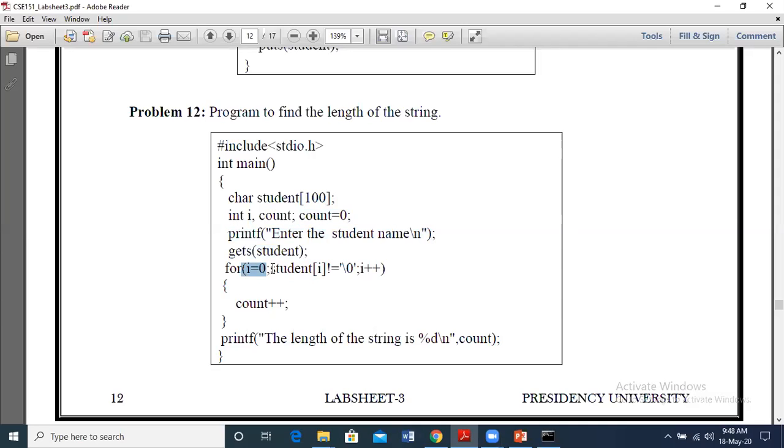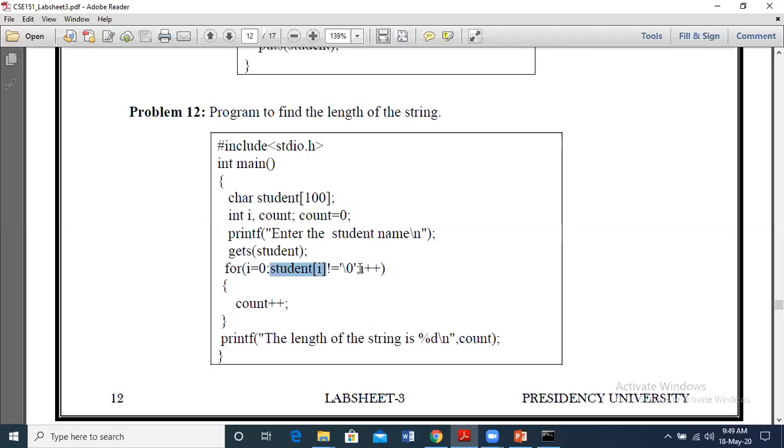We will check student of 0 not equal to null. So C is not equal to null. Count is incremented by 1, so count becomes 0 plus 1, 1. Next, i also will be incremented, so i becomes 0 plus 1, 1. Now we check student of 1, which is O in our example. So O is not equal to null. So again increment count. Count was 1, it becomes 2.